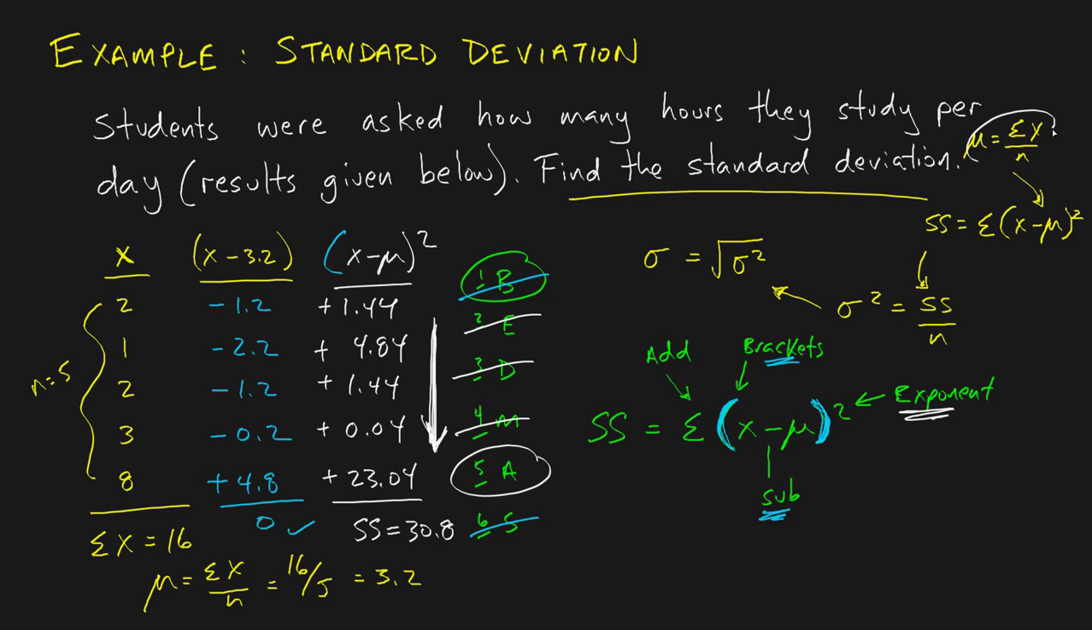So we found the mean, we found our sum of squares. Now we can put the sum of squares into this formula for the variance. We have to find the variance first, because once you find the variance, you take the square root, and that'll give you the standard deviation.